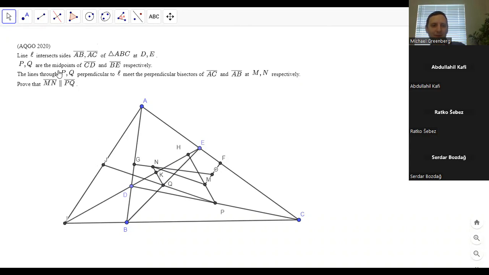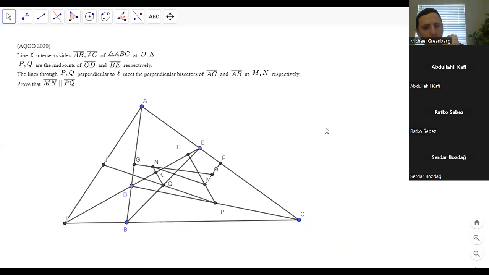Yes. So we have triangle ABC, and then we have B and E are like any points on AB and AC. So we have a line that cuts it at D and E, and then we draw the midpoints of BE and CD. So those are P and Q, and we draw perpendiculars to line BE, and we see where it meets the two perpendicular bisectors of AB and AC. So we say it meets them at M and N, and then we want to show MN is parallel to PQ.